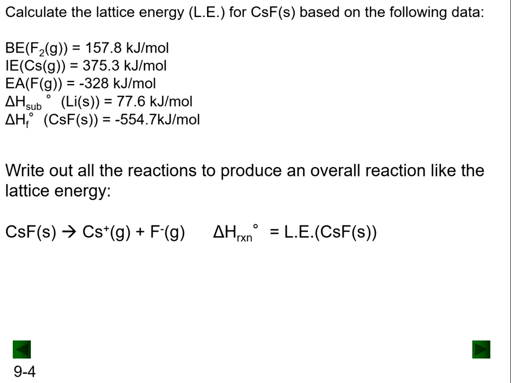So you're going to want to write out all the reactions that are associated with these energetic values, and then you're going to do a Hess's law approach, just like we talked about in our first video for Chapter 9. We're going to add up reactions such that they cancel to produce something that looks like the overall reaction for the lattice energy, which is cesium fluoride solid going to cesium ion gas plus fluoride ion gas. And in this case, the enthalpy of reaction for this process is the lattice energy for cesium fluoride.